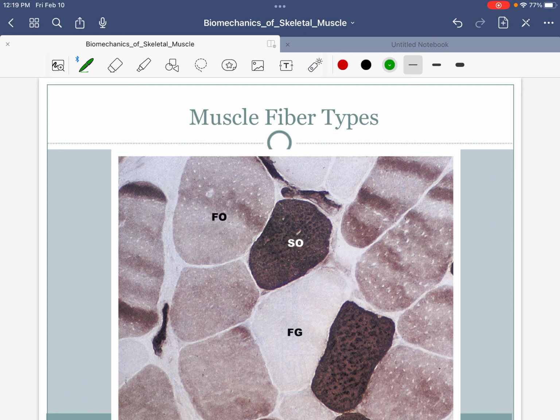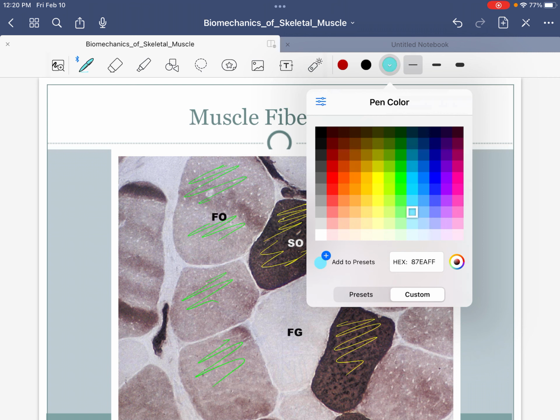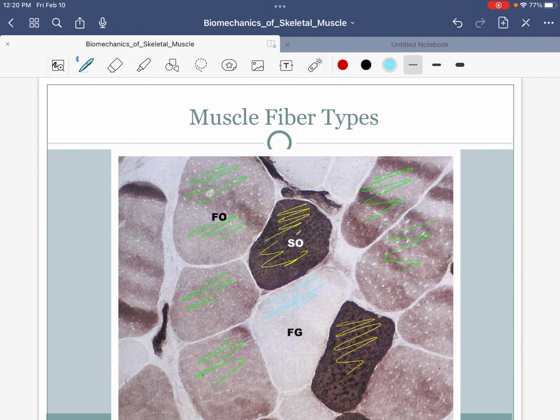So if we look at a muscle fiber sample under the microscope, we can stain it such that we can see the different types. The slow twitch here stained the darkest. Then we have some fast twitch oxidative, which would be type 2A. They stain this lighter purple. Fast twitch oxidative are the light purple. And then the fast twitch glycolytic, which are the fastest to contract, are these lighter ones.